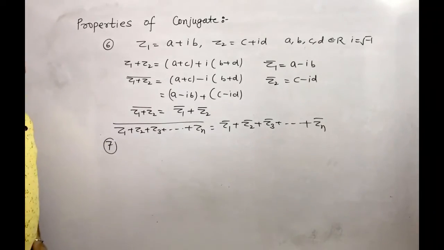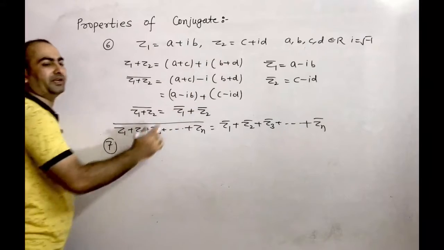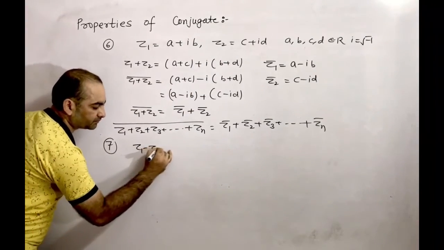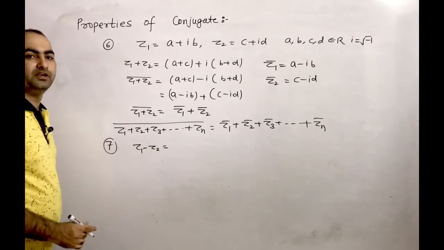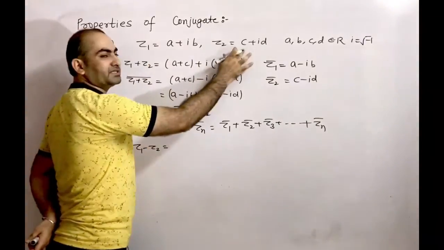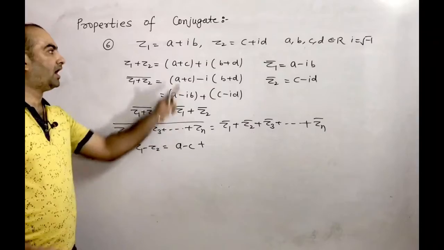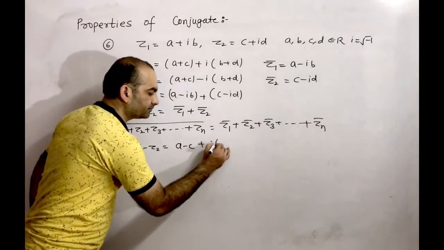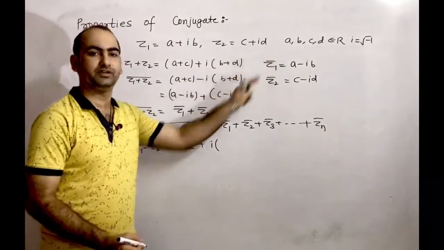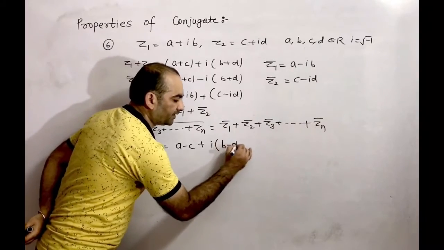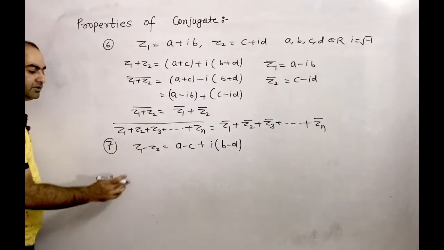In this one, what we are doing, z1 minus z2 we are finding. So z1 minus z2 is what? Difference of real part, so a minus c, plus iota we can take common, b minus d, difference of imaginary part. This will come. Now we have to find out the conjugate of this one.